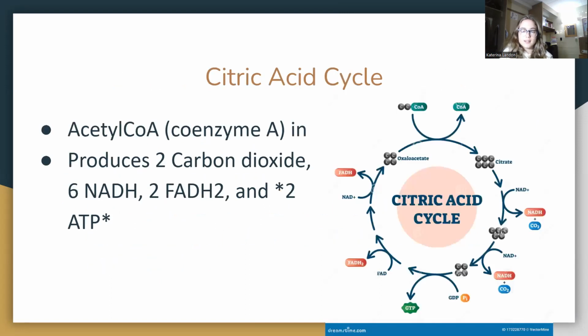Next is the citric acid cycle. The inputs are going to be the 2 acetyl-CoA, which are right here. Our most important outputs are going to be 2 carbon dioxide, so that's what we want. And then 6 NADH, 2 FADH2, and then again, the most important thing is we're going to be producing 2 more ATP.